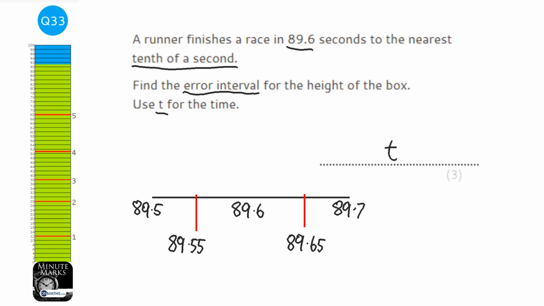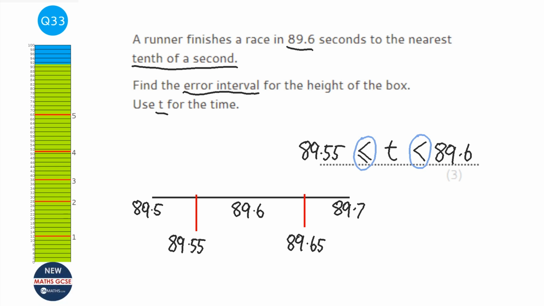So we put t in the middle, then we put the greater than sign on the left hand side, and then just the normal inequality on the right hand side. Now these two signs here will always be the same. Okay, so when you're asked to do an error interval, it's that way around. So we're going to do our 89.55 on the left hand side and 89.65 on the right hand side. Now the reason why the inequality has an equals underneath it on the left hand side is it can be 89.55 and still round to 89.6. The reason it doesn't have one on the right hand side is 89.65 would have rounded to 89.7.